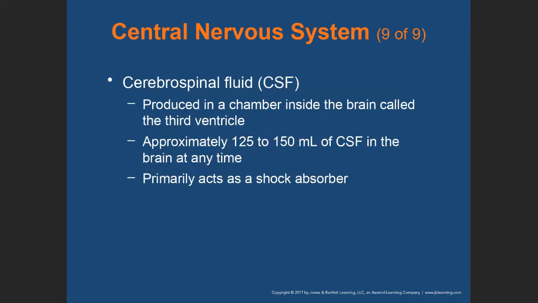Now, within the skull, we have cerebrospinal fluid. It is produced in a chamber inside the brain called the third ventricle. Approximately 125 to 150 mL of CSF is found within that space within the skull at any given time, and it primarily acts as a shock absorber.